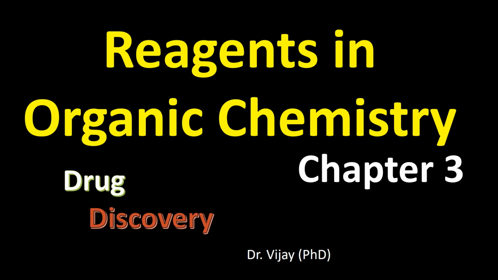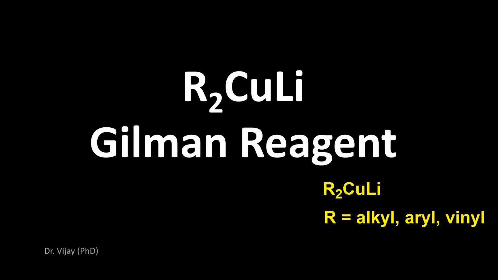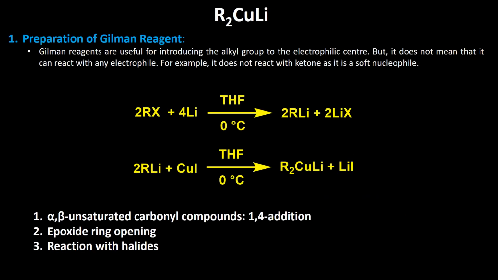Hello friends. In this video we are going to learn about the role of Gilman reagent in organic synthesis. Gilman reagent is the organocuprate compound discovered by an American chemist, Henry Gilman, in 1952. Its synthesis may look easy, but doing it practically requires high skill in handling air and moisture-sensitive reactions.